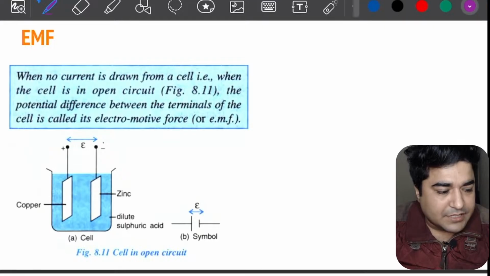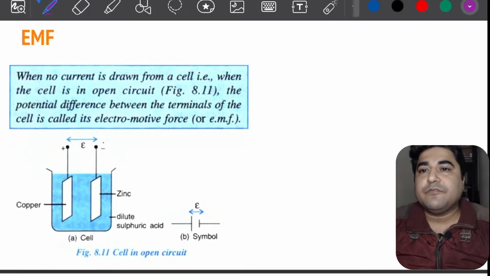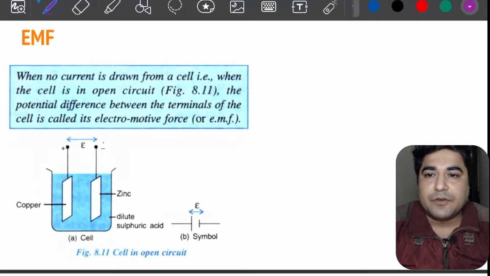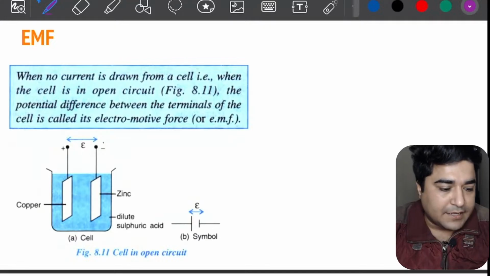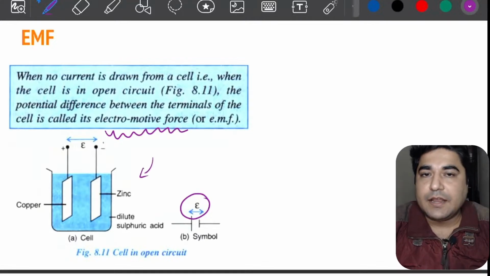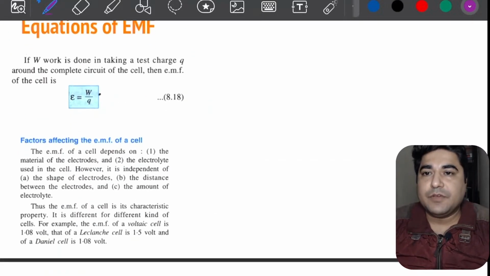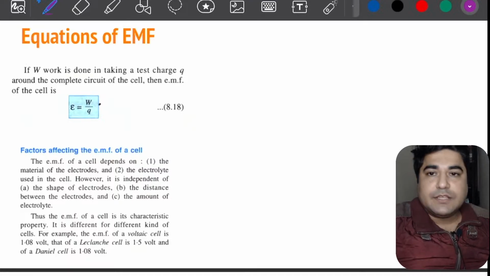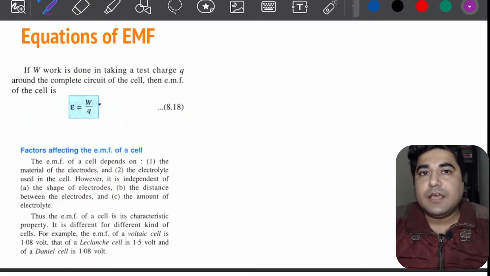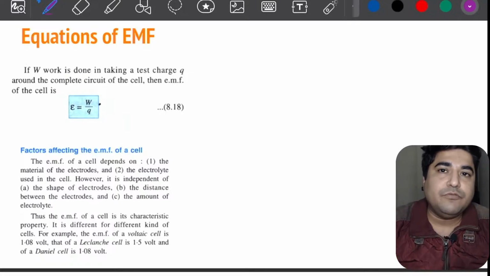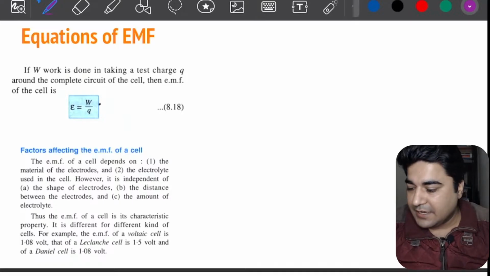As we discussed previously, EMF is the value when there is no current flowing in the circuit, and we also call it electromotive force. So this is the symbol for this, and this is how we have denoted it in an electrolyte solution. We need to understand the equations related to EMF, because there will be different numericals related to them, especially the relations between E, V, I, small v, R.